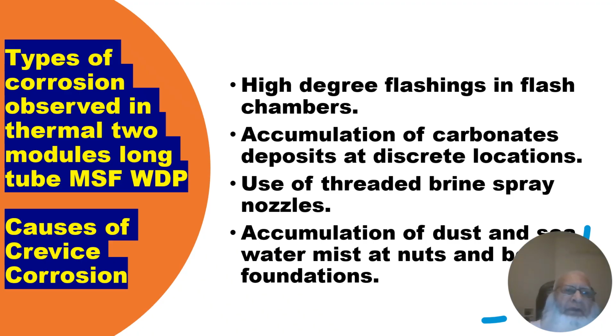This slide is a continuation of the previous slides. It shows the causes of crevice corrosion as observed in thermal two modules long tube MSF water desalination plant. The high degree of flashing in flash chambers causes a high degree of crevice corrosion. Accumulation of carbonate deposit at discrete locations. Use of threaded brine spray nozzles. Accumulation of dust and seawater mist at nuts and bolts in foundations.